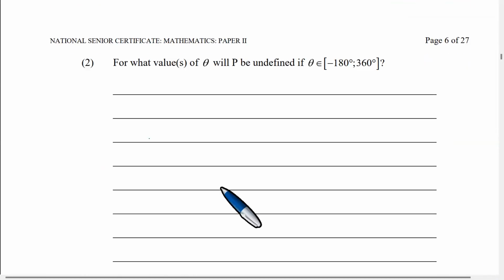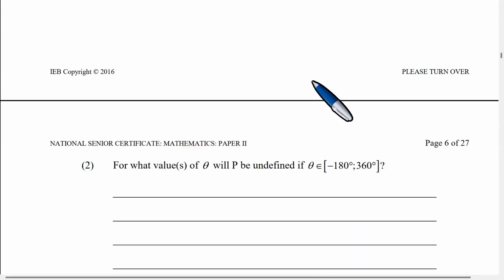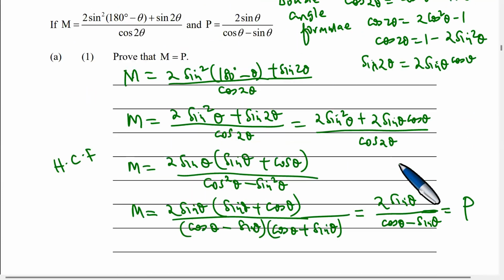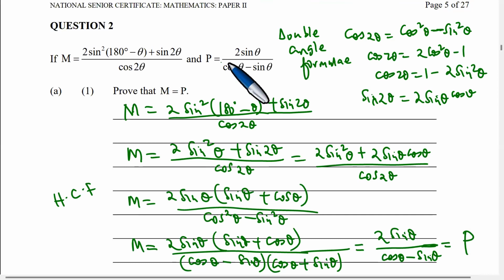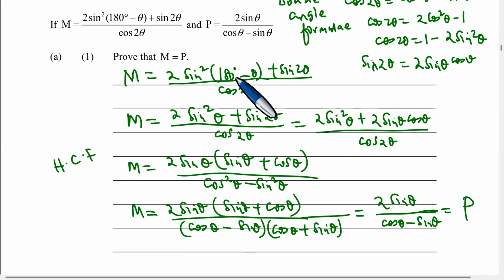Move on to the next question. For what values of theta will P be undefined if theta lies between those? Okay, so we are looking at P. And what is P, guys? P is exactly this here. P equals 2 sine theta over cosine theta minus sine theta.